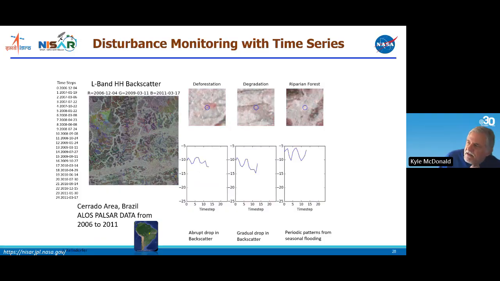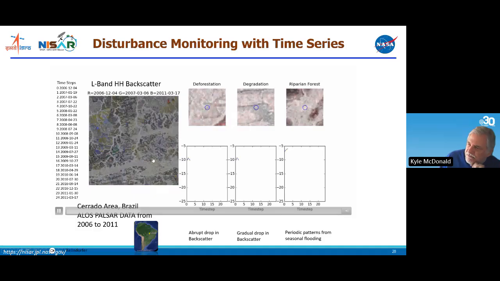This is an example of forest disturbance, the different kinds of disturbance that we see as we go through a forest disturbance cycle in Brazil, looking at areas that have experienced deforestation as an abrupt change, seen here in this time step. This is an area where the landscape was degraded and the forest is slowly dying off. And this is a riparian forest that's undergoing the inundation cycles that go on through these various time steps. So we're able to assess these sorts of things.